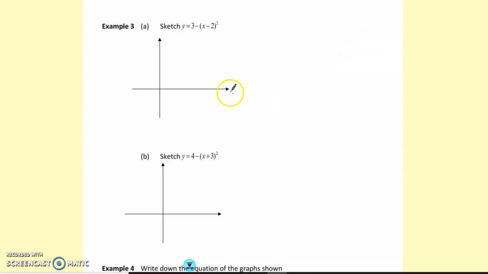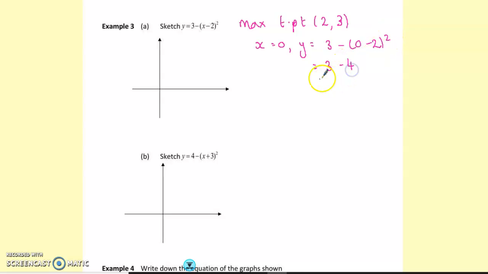So sketching then, a turning point would be 2, 3, but this time it's going to be a maximum turning point at 2, 3. It's going to cut the y-axis when x equals 0. So when x equals 0, y is 3 minus 0 minus 2 all squared, which is 3 minus 0 minus 2 is minus 2, minus 2 squared is 4, which is 3 minus 4, which is minus 1. So I'm going to cross at the point 0, minus 1.